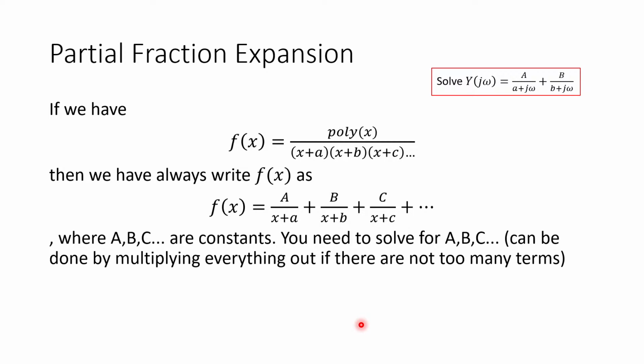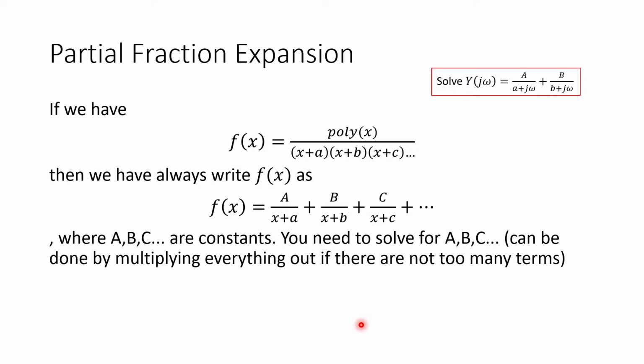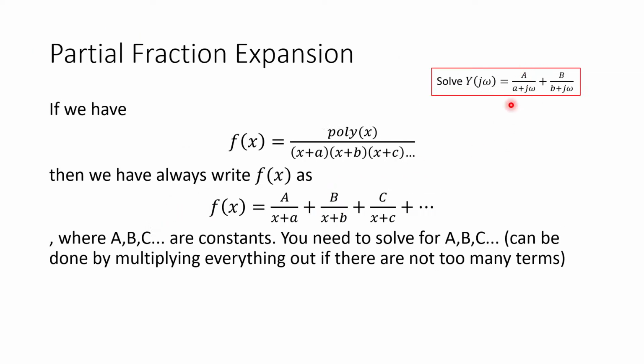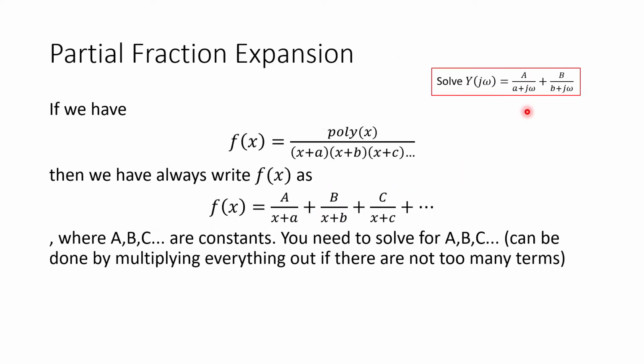And let's have an extra slide about this trick here, which is called partial fraction expansion. And it's a really nice trick. The idea is you have something that looks like this, a rational function, which is a polynomial over another polynomial. Then you can always solve for a fraction form like this: A over a plus j omega plus B over b plus j omega.